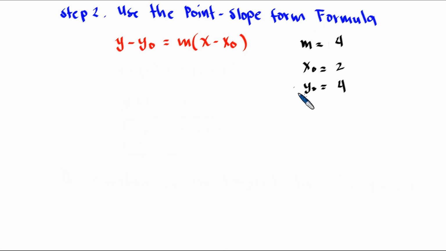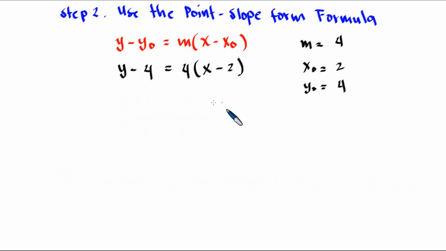And we are going to plug these values into the given formula, and that gives us y minus the value of y sub 0, or the y coordinate, which is equal to 4, equal to the value of m, which is the slope, that is 4, times x minus the value of x sub 0, or the x coordinate, which is equal to 2.